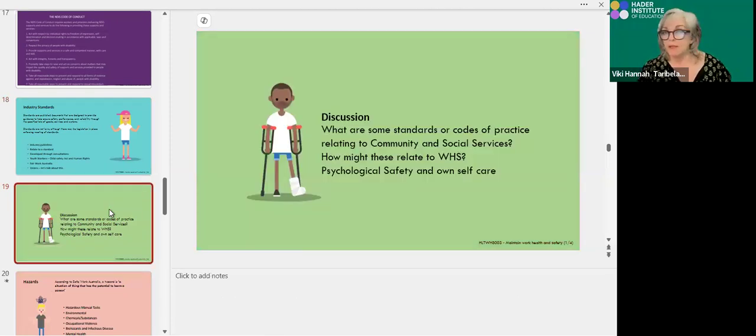So a reflection point, which we discuss in our live classes: what are some of the standards or the code of practice relating to community and social services? How might these relate to workplace health and safety, psychological safety, and your own self-care? So when you're reflecting on this, keep in mind, yes, your rights, and the other side of that coin is your responsibilities. Use that as a reflection point.